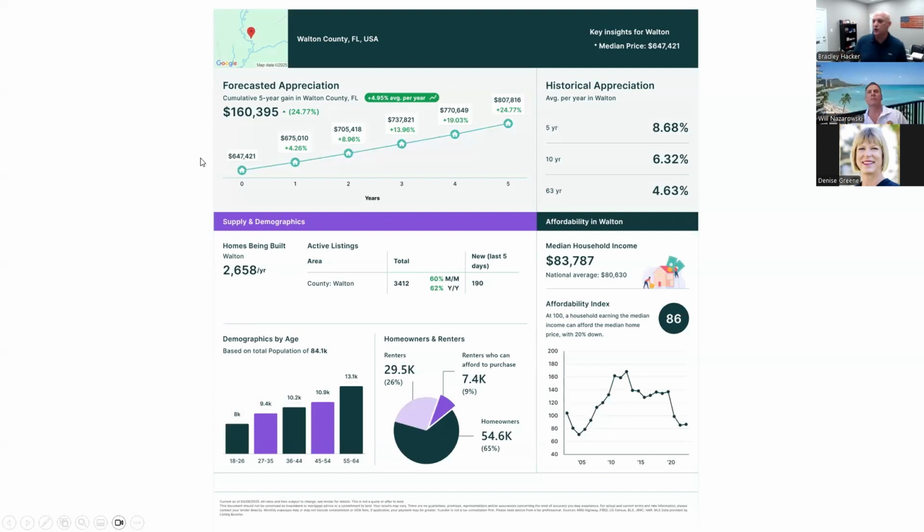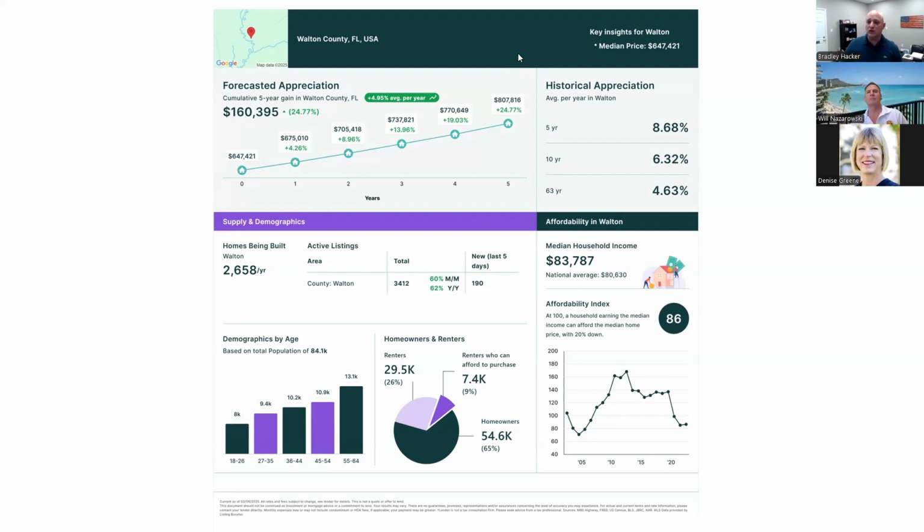All right, cool. So here's our real estate report cards for Walton, Okaloosa, and Bay counties. So again, if this is a graphic that you guys would like to have, we can co-brand these with my information, your information, so you can put those out on social, send them to your clients.